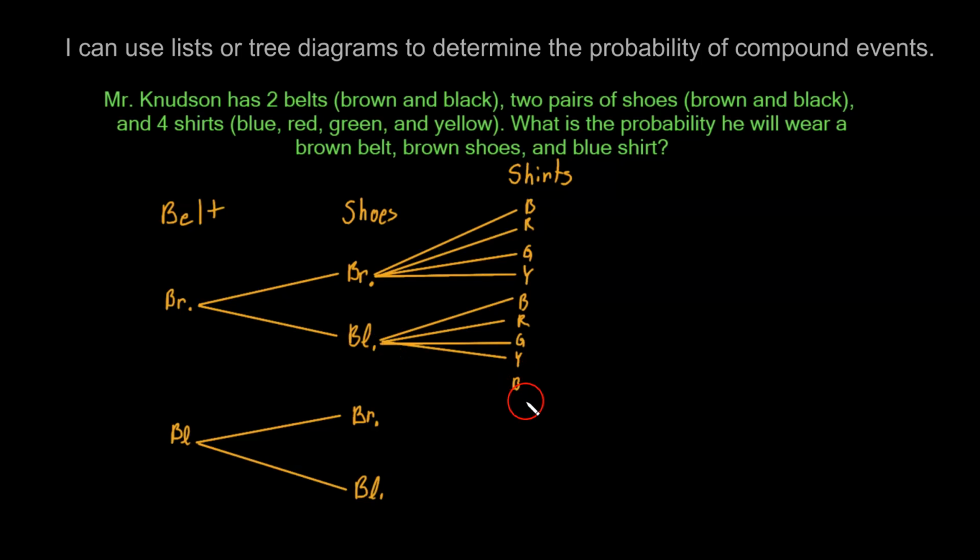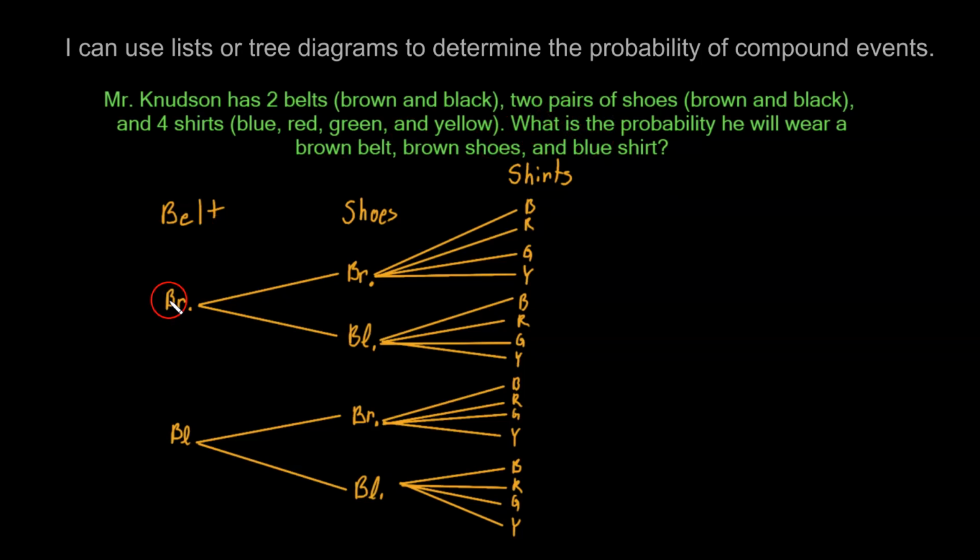So blue, red, green, and yellow. And one more time. Blue, red, green, and yellow. So now I've got my sample space right here. So now I just need to go in and use this sample space to calculate what the probability is. So what is the probability I will wear a brown belt, brown shoes, and a blue shirt?